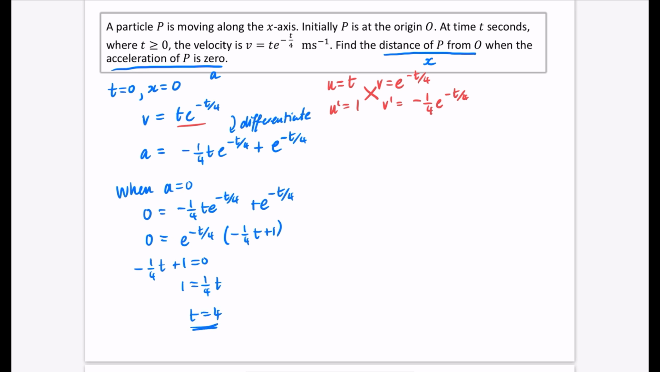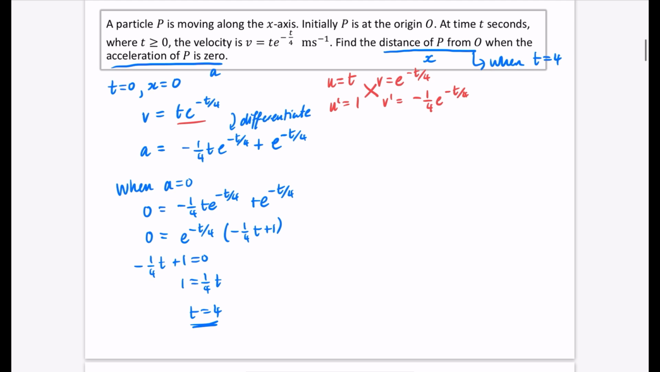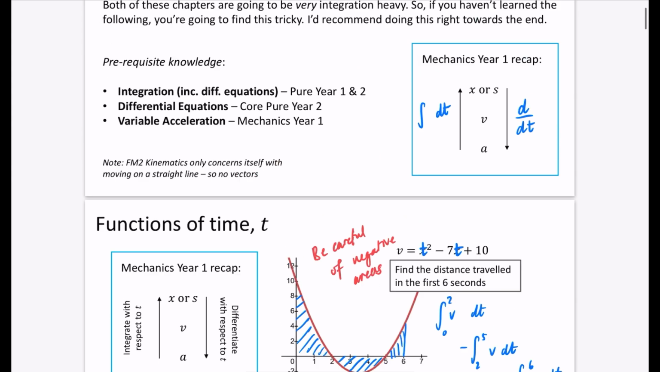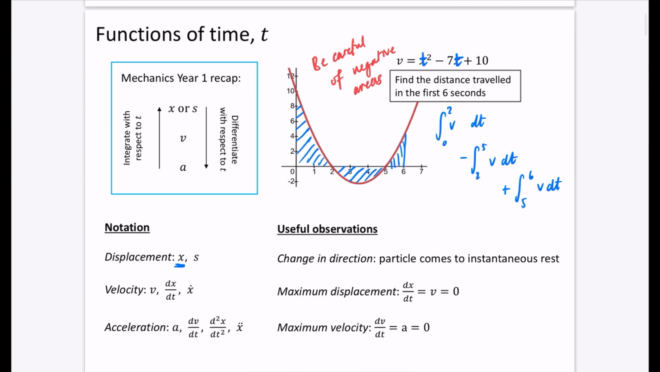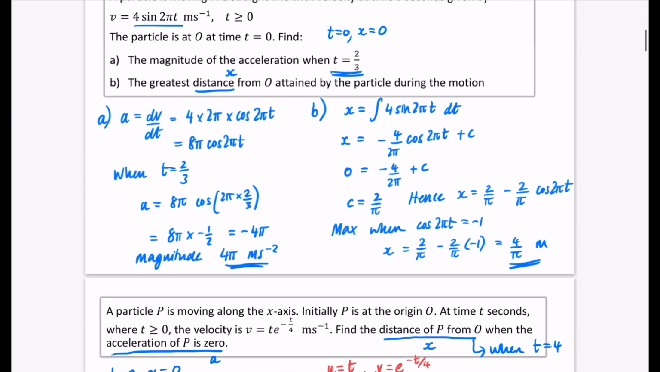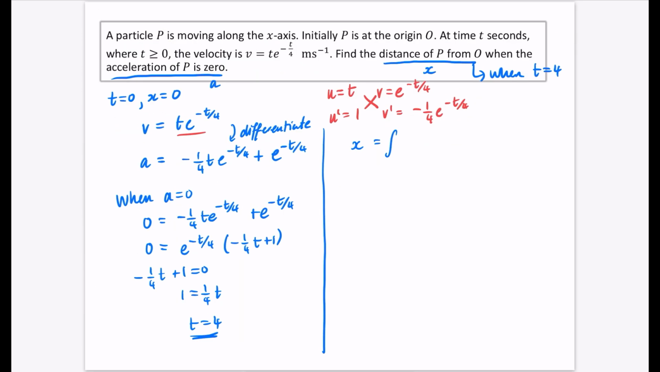So really what the question is now saying, it wants me to find the distance of P from O when the acceleration is 0. In other words, when t is equal to 4. So now what I'm going to do, and see if I can squeeze it all in on this same page, I'm going to find out what x is equal to. And I'm going to find out what x is equal to by integrating v, because I know I've shown you this before. To find out what x is, we integrate v, we go up that list. So I'm going to integrate t e to the minus t over 4 with respect to t.